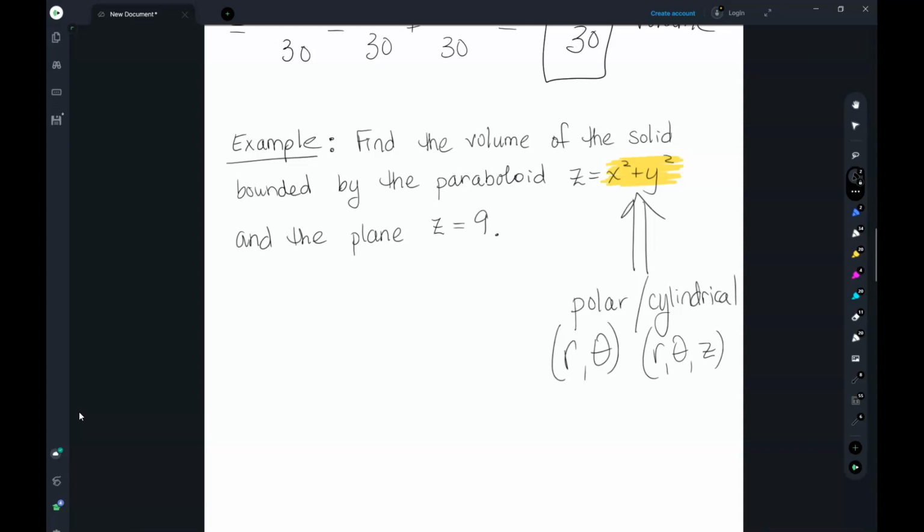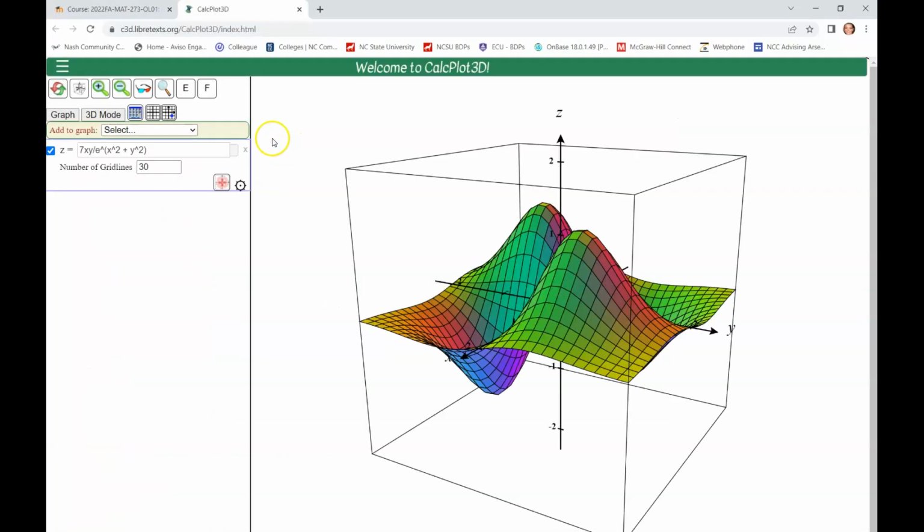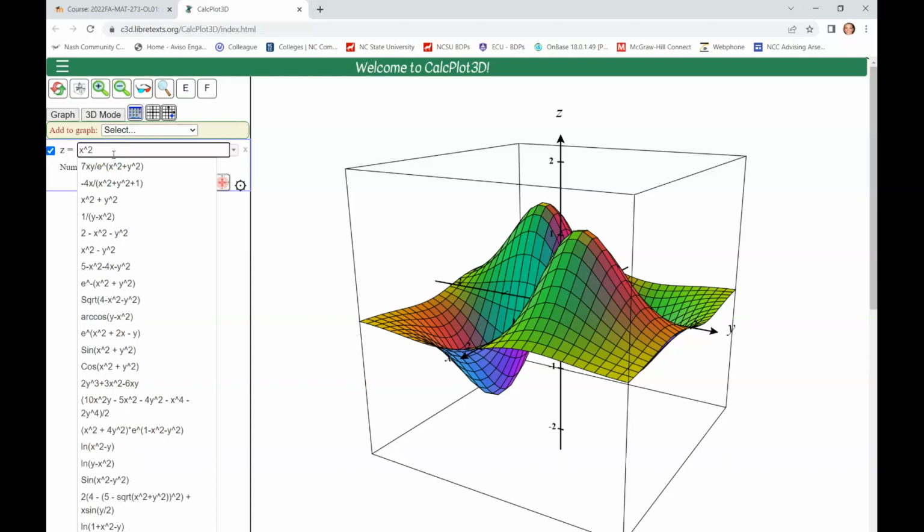If you don't have a picture of your solid, you can use the link under week number 13 on our Moodle page. I have posted a link to a free 3D plotter where you can just type in your equation and see what this graph looks like. So we've got z equals 9 and z equals x squared plus y squared.